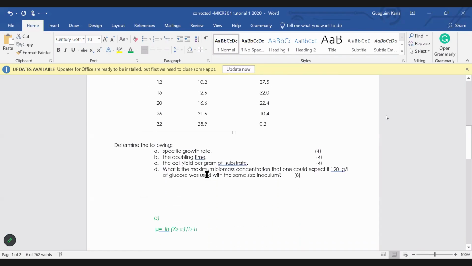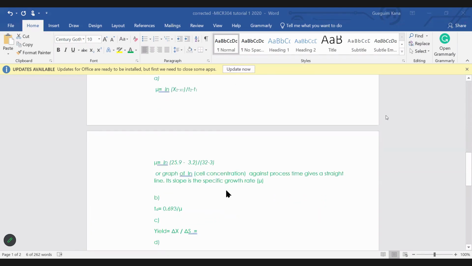Now, the questions given to you are to find the specific growth rate, to obtain the doubling time, the cell yield per gram of substrate, and the last question is, what's the maximum biomass concentration that could be achieved if you're dealing with 120 grams of glucose in the reactor.